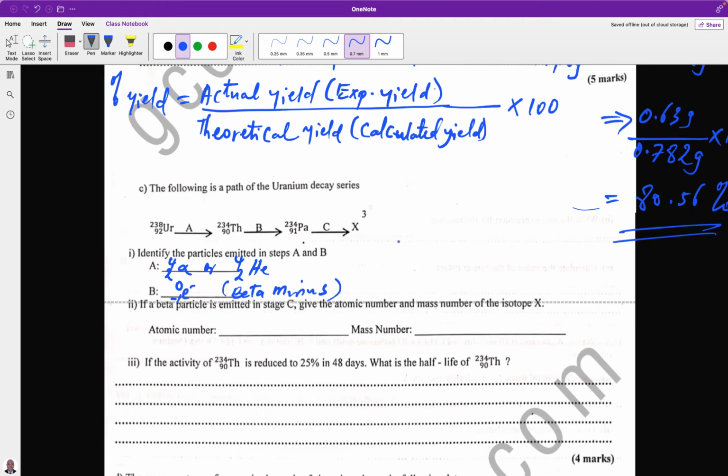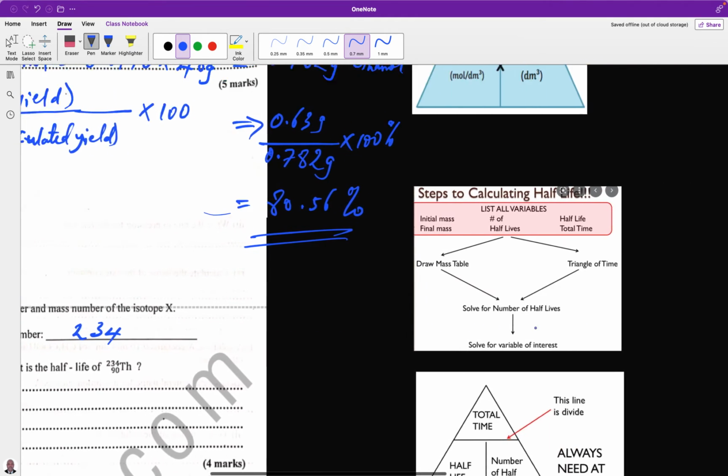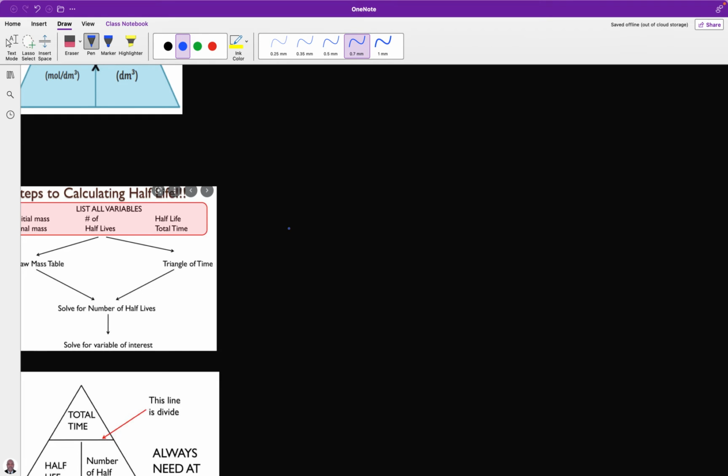Okay. If a beta particle is emitted in stage C, give the atomic number and the mass number of the isotope X. The atomic number, if a beta particle is emitted, automatically the atomic number is going to be 92, and the mass number will be 234. This is what is happening there. It is 234 into 91.